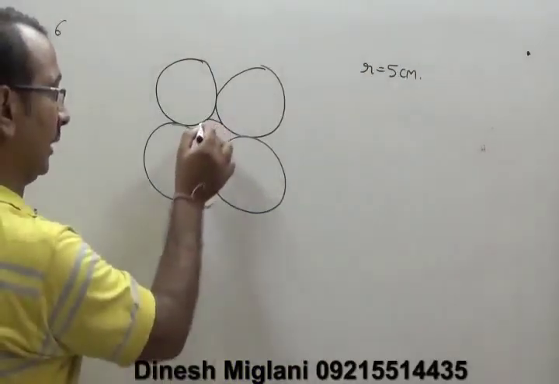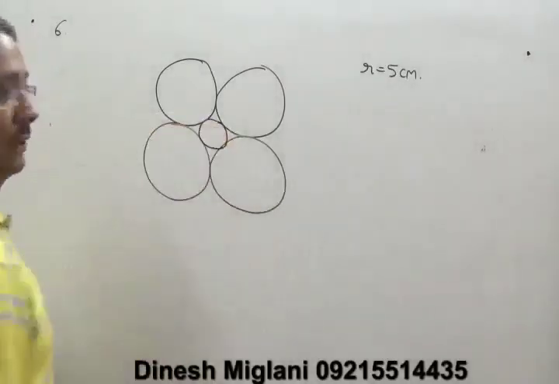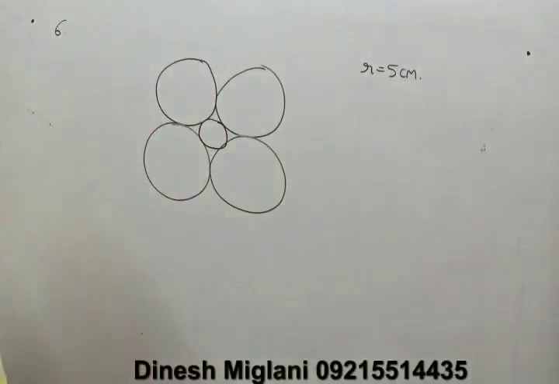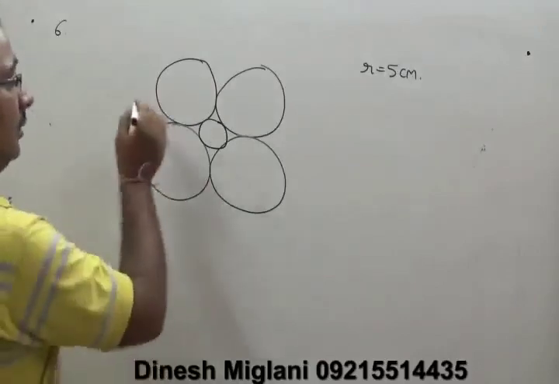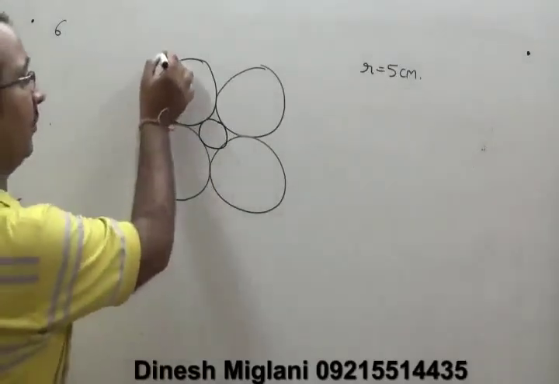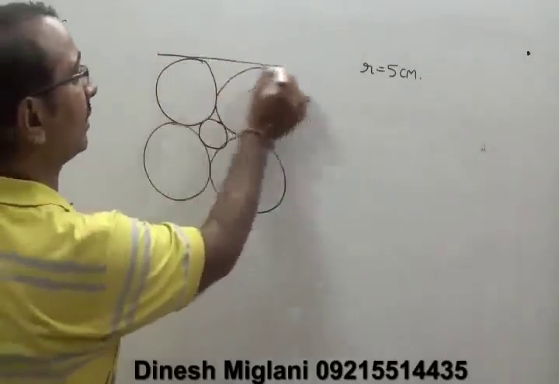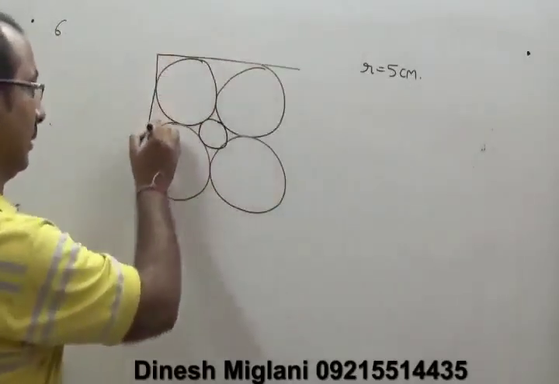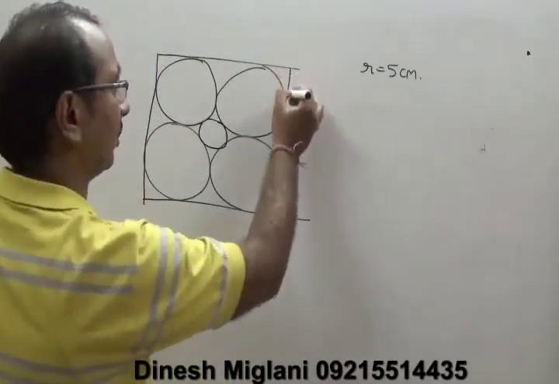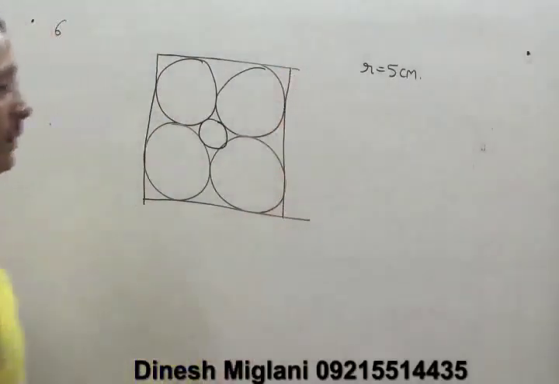First, the circle enclosed inside them, and second, the circle enclosing them. First we try to answer this one. What process can we apply? If I draw the tangents this way, this way, this way, in this structure, it becomes a square.